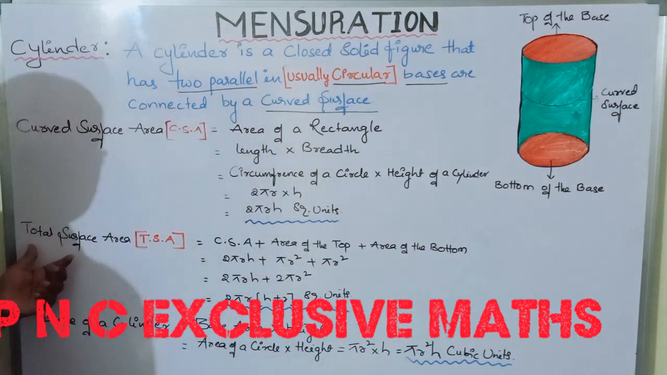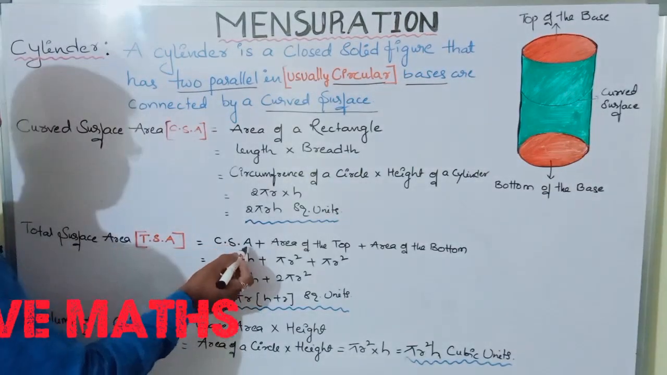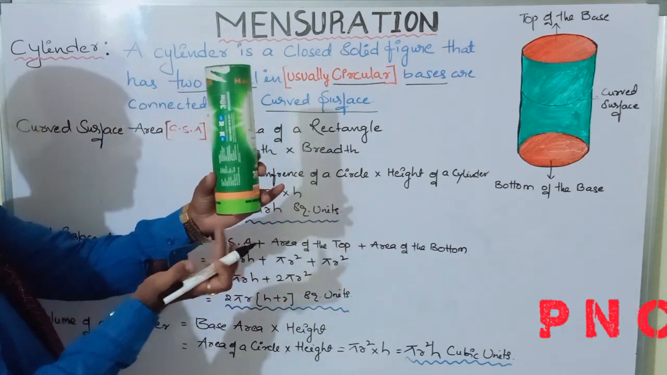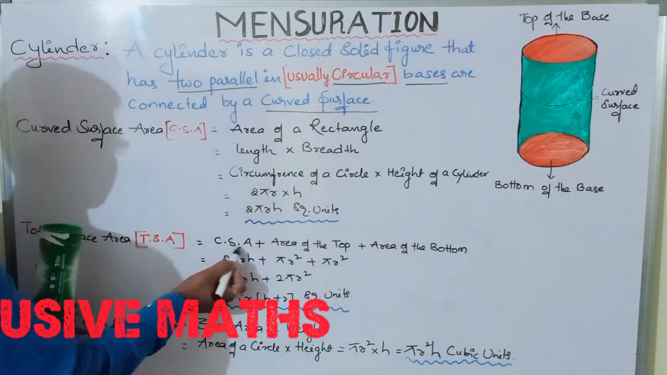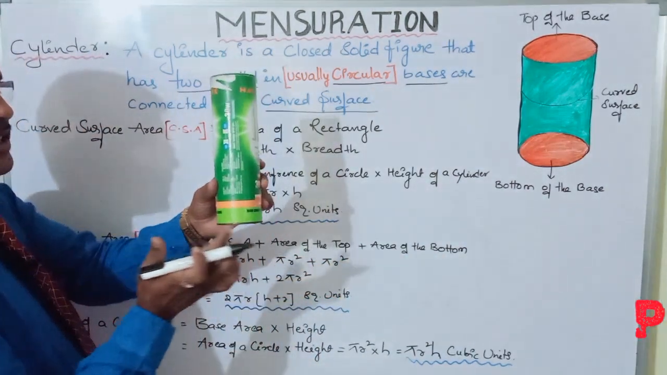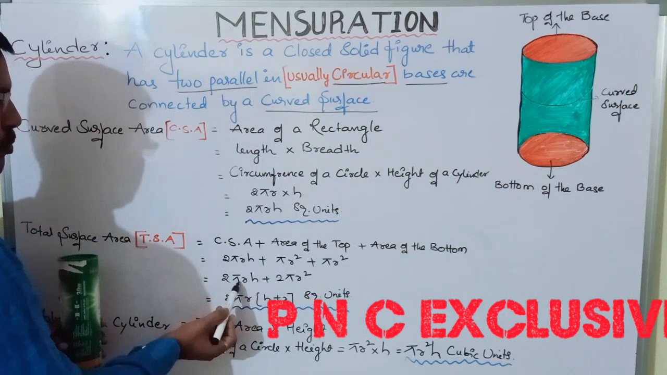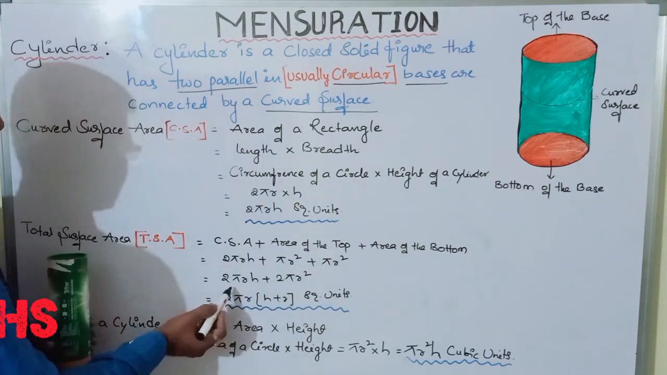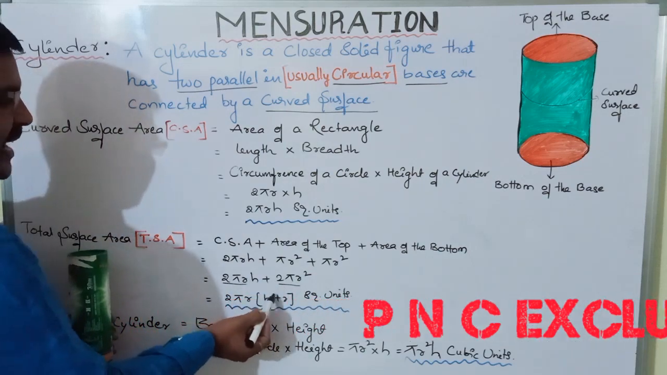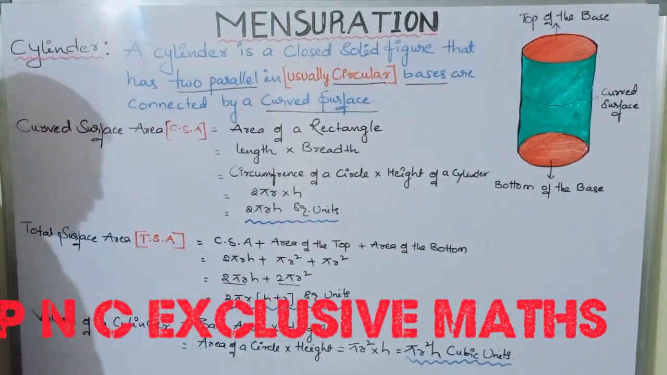Shall I move on to total surface area. The total surface area of a cylinder is the CSA plus the area of the top and the area of the bottom. The curved surface area is 2 pi r h, plus the area of the top and bottom, which are both circular, that is pi r square plus pi r square. So 2 pi r h plus 2 pi r square. Taking 2 pi r common, we get 2 pi r into (h plus r) square units.